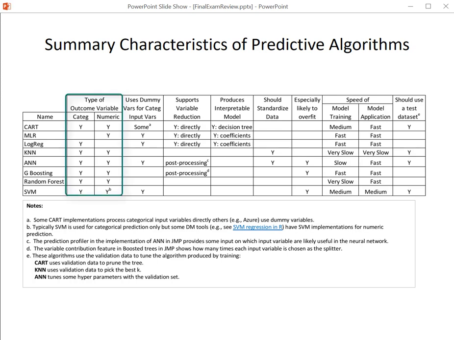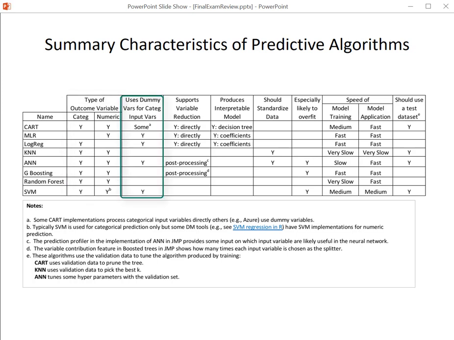You'll notice along the left area over here that we have which outcome variable types are dealt with by these algorithms. All of the algorithms that we worked with in this course can do both numeric and categorical predictions in the outcome variables. There are two exceptions. Multiple linear regression can only do numeric prediction. Logistic regression can only do categorical prediction.